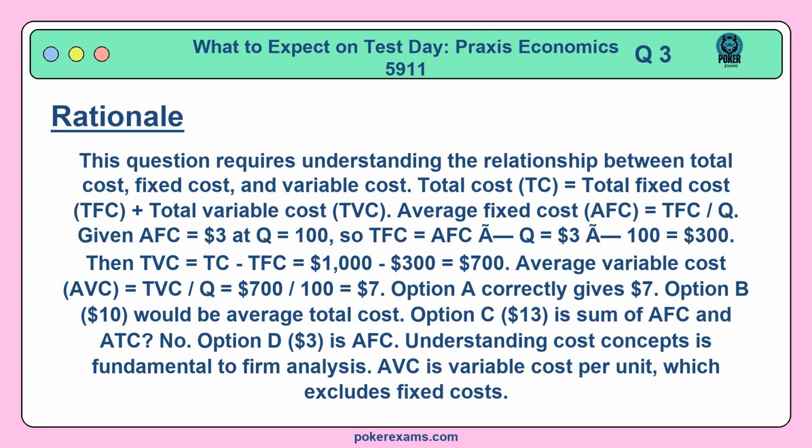Option A correctly gives $7. Option B, $10, would be average total cost. Option C, $13, is the sum of AFC and ATC? No. Option D, $3, is AFC. Understanding cost concepts is fundamental to firm analysis. AVC is variable cost per unit, which excludes fixed costs.